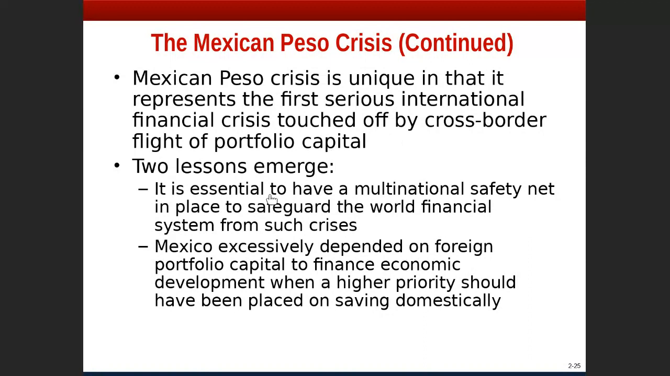Now, two significant lessons emerge from the Mexican peso crisis. First, it is essential to have a multinational safety net in place in order to safeguard the world financial system from such crises. And two, Mexico was excessively dependent on foreign portfolio capital to finance economic development, when a higher priority should have been placed on saving domestically. Those are the two main lessons.